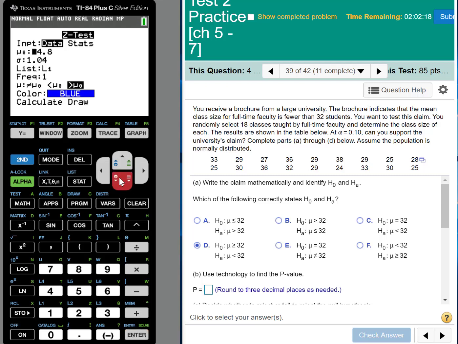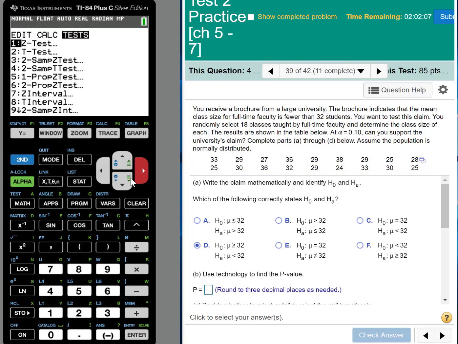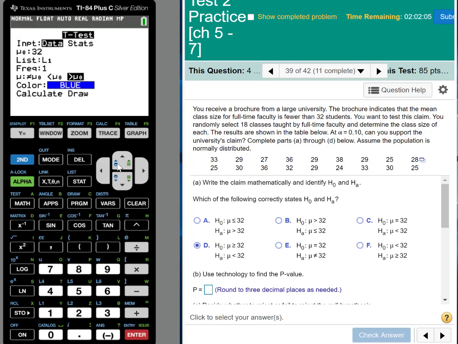Okay, you put mu0 32. But look what it's asking you. It's asking you for sigma. We don't have sigma. We don't have population standard deviation. So it must be the t-test. So just go to t-test. You have to select data here because you are given data, mu0 32. My list is not in L1, it's in L2.